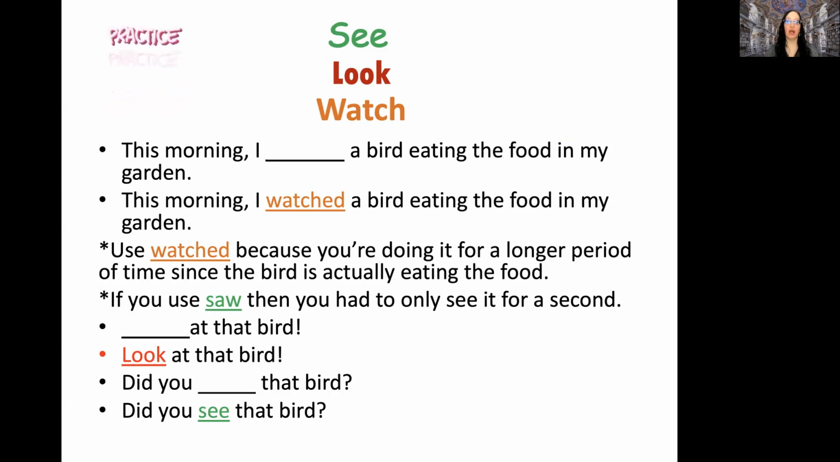Okay. The reason why we say see, did you see that bird, is because it happened automatically, meaning we saw the bird fly in the air and we just happened to see it. Okay. Now, did you look at that bird? We would need the preposition if we were going to use the word look. Did you look at that bird? Okay. Those are a little bit different.